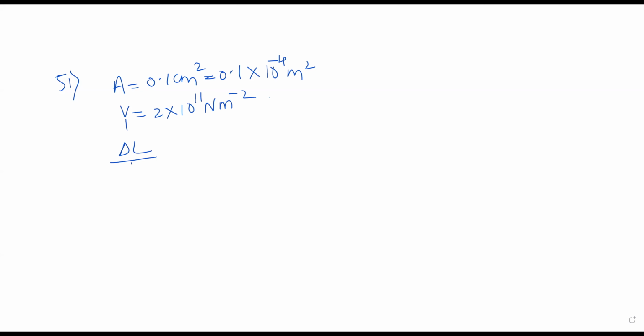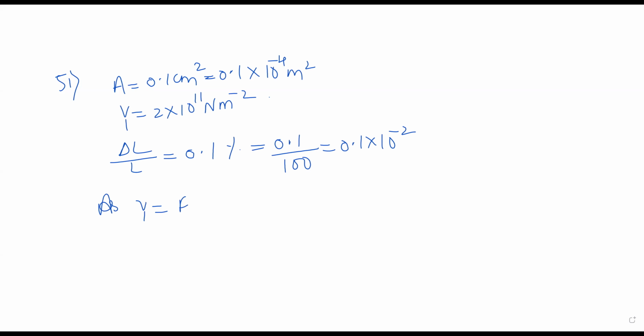So what they have given, area they have given, that is 0.1 centimeter square, and that is converted into 0.1 into 10 to the power of -4 meters square. That is converted into meter. And Young's modulus value they have given, that is 2 into 10 to the power of 11 Newton per meter square. And we have to calculate delta L by L, that is they have given 0.1%. So if you convert that one, it becomes 0.1 divided by 100, that is 0.1 into 10 to the power of -2. So we know the formula.